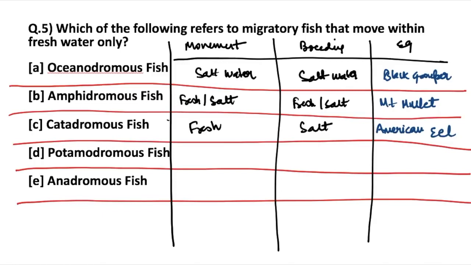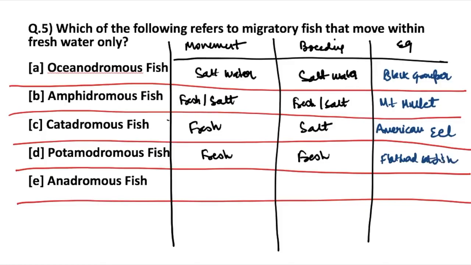For potamodromous fish, they move within the fresh water only and simultaneously they breed in the fresh water only. So we can say that oceanodromous is the opposite of potamodromous, as oceanodromous is for salt water and salt water, potamodromous is fresh and fresh water. And what could be the example of this potamodromous fish? So the flathead catfish is the example of potamodromous fish.